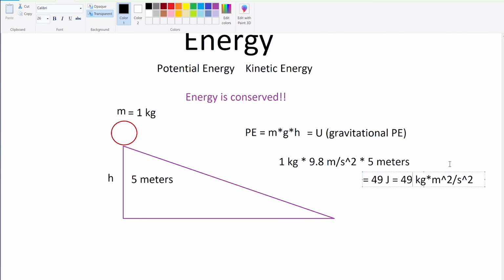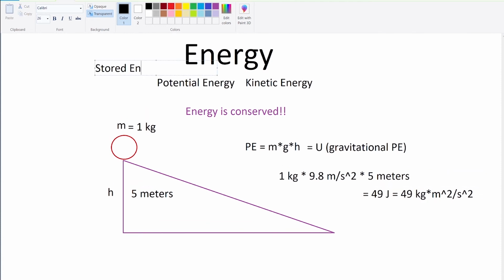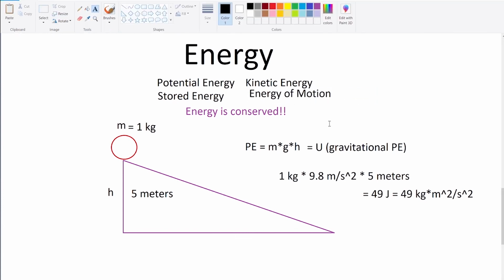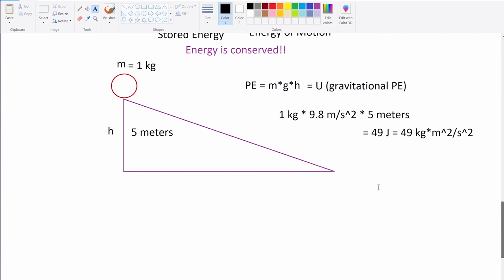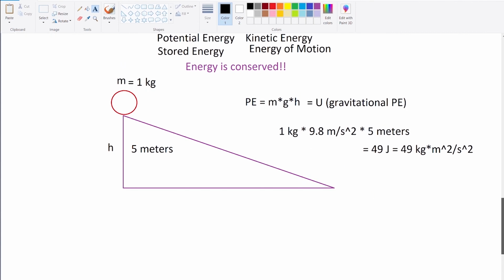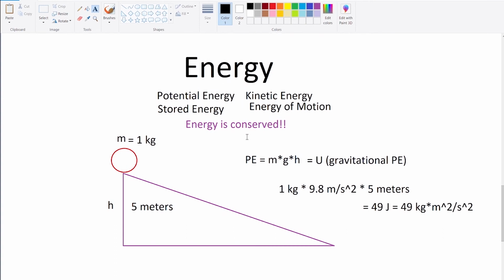What would happen if we push this ball and it started to roll down the hill? Just like we calculated potential energy, we can also calculate kinetic energy. However, if you remember that energy is conserved, in this system, let's say there's no friction and no other outside forces happening, that would mean all of your potential energy is completely converted to kinetic energy. So if you had 49 joules of potential energy, you would have 49 joules of kinetic energy.